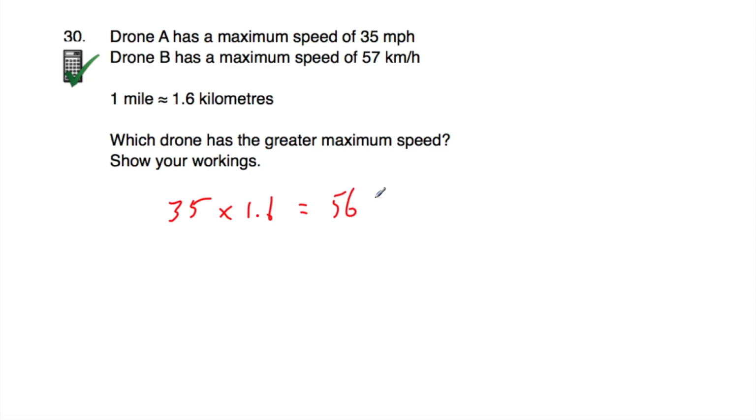So it would travel 56 kilometers in an hour. So that's 56 kilometers per hour. That means drone A would have a speed of 56 kilometers per hour. Drone B has a speed of 57 kilometers per hour. So drone B has the greatest maximum speed.